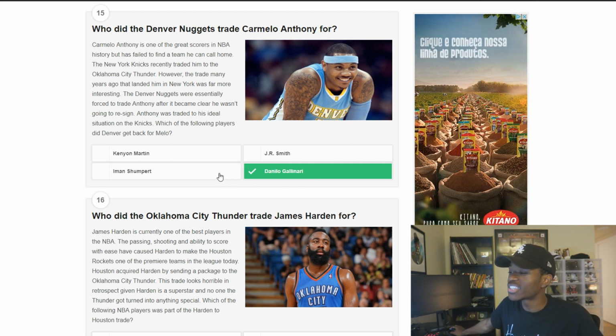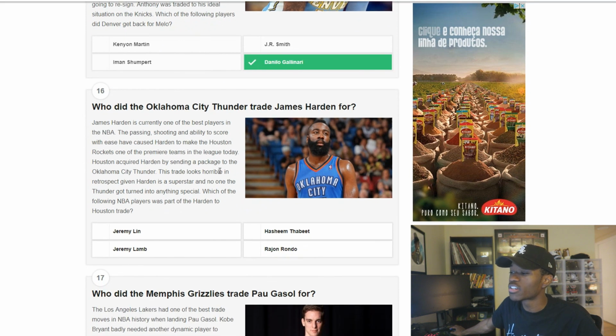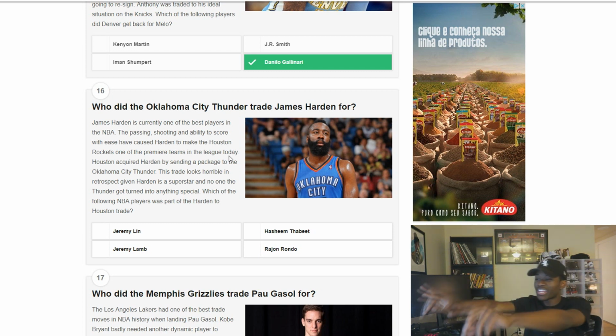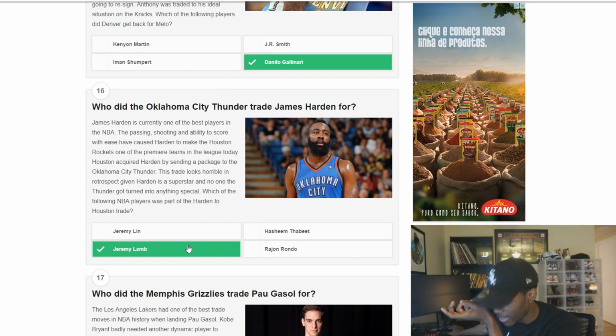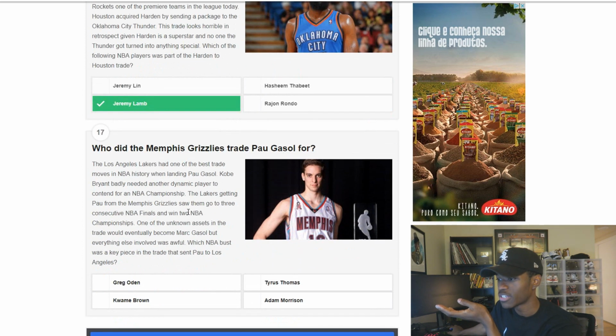Who did the OKC Thunder trade James Harden for? Jeremy Lamb was a part of that deal. No, Jeremy Lamb. Wow. Okay. Wait. Jeremy Lin? No. Hasheem Thabeet. I feel like he was a part of that deal. It's between Jeremy Lin and Hasheem Thabeet because I know Kevin Martin was a part of that deal. Let's go Jeremy Lamb. Okay. All right. Hey, I ain't got to explain it if I got it right.